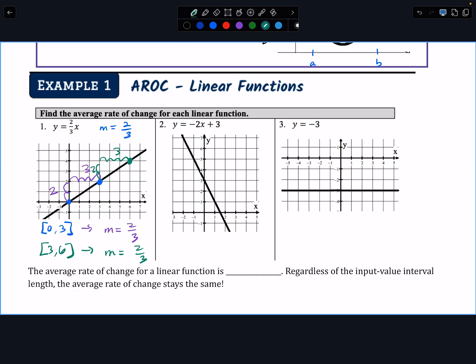No. So what's the slope here? M is equal to -2. So if I were to pick an interval, I'm going to pick -1 to 0. I could go down 2 and then over 1.